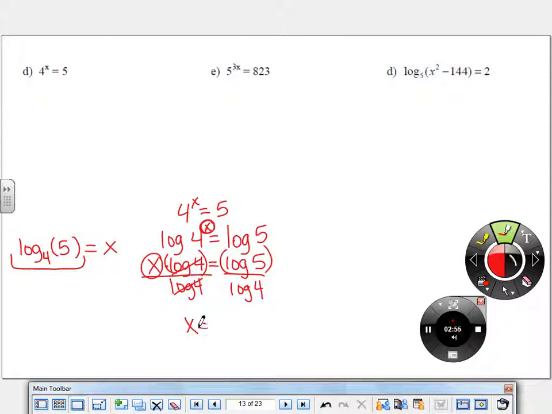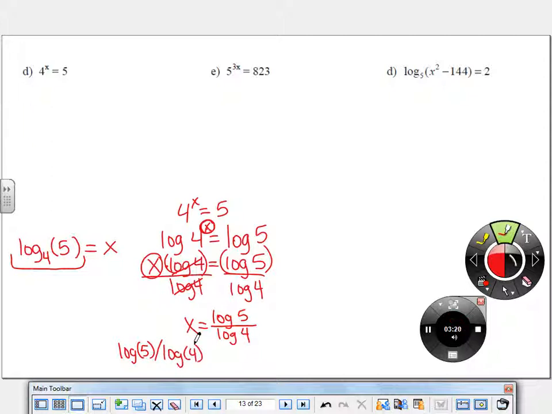So this means x is equal to log of 5 divided by log of 4. Now remember, these logs look like they don't have a base, but they really have a base of 10. So you can actually type this into the calculator right now. The way you can type it into the calculator is by typing log, and then it should give you parentheses or something. It'll say of 5, and divided by log of 4.